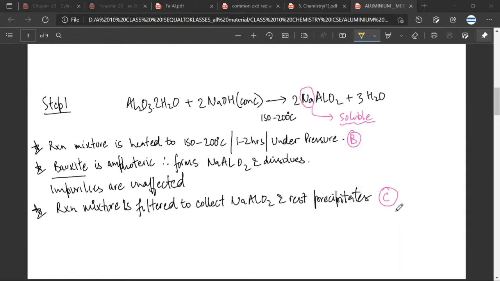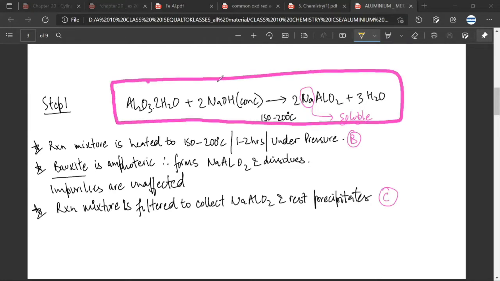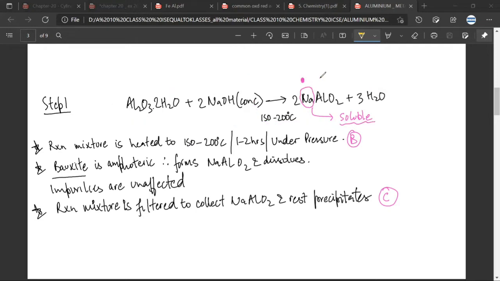Now these are the steps, this is the reaction, and these are the conditions which you will have to remember. So this is your bauxite, you have added caustic soda to it, you will get sodium aluminate and water. Time and again I have told that this is a compound of sodium, that is why it is soluble.